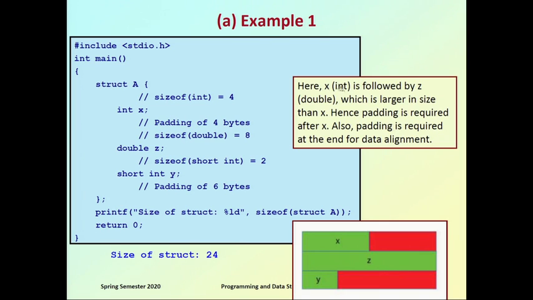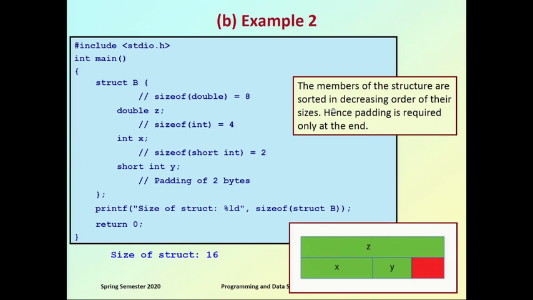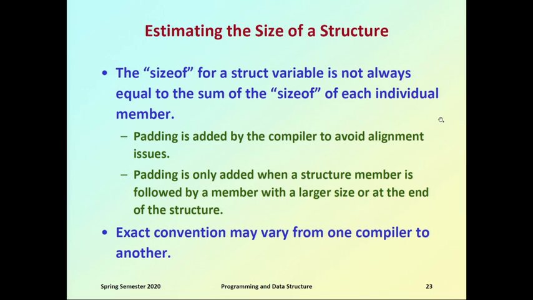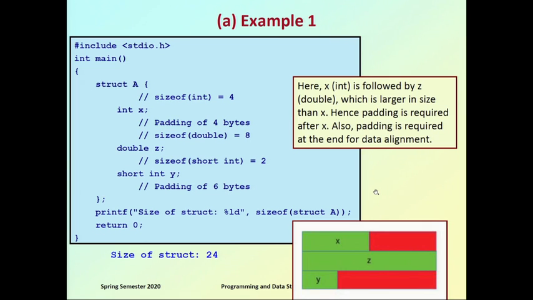See here, x, an int, is followed by z, a double, which is larger in size than x, and hence padding is required. As in the last slide, padding is only added when a structure member is followed by a member with a larger size. Here z is declared as double, so z needs 8 bytes. Hence padding is required after x.